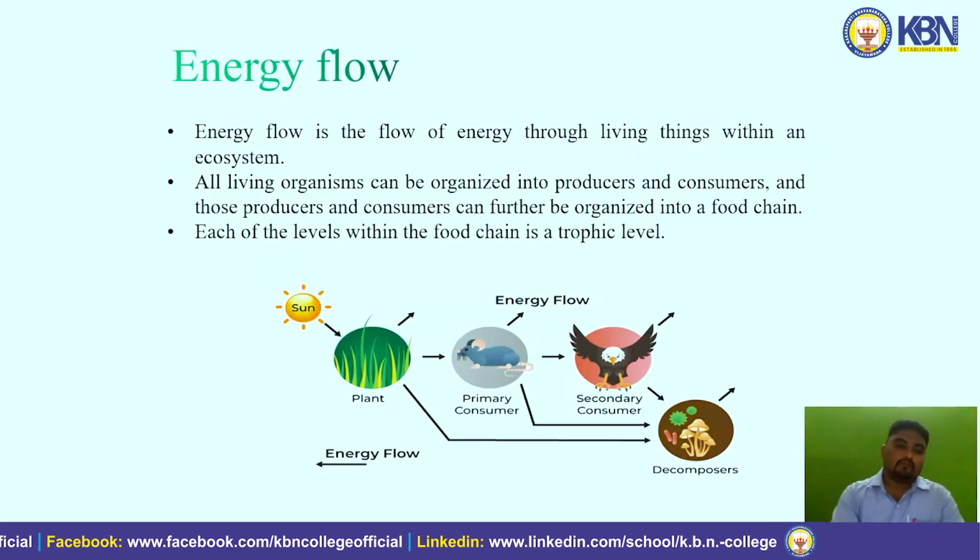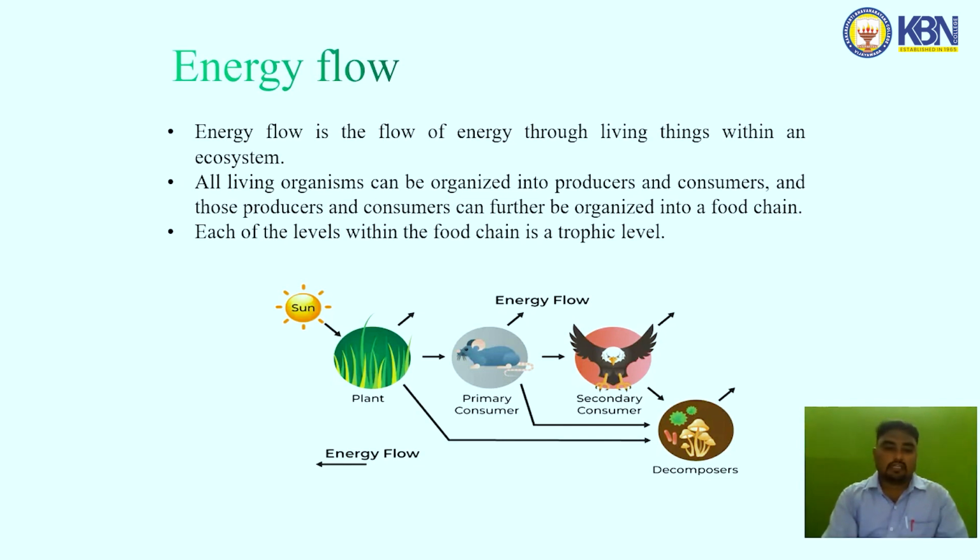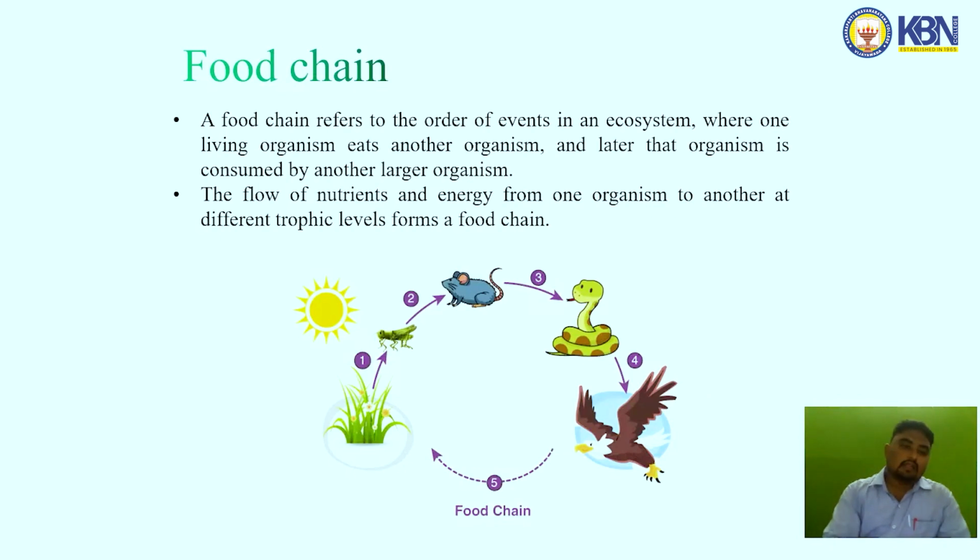The energy flow. The energy flow is the flow of energy through living things within the ecosystem. All living organisms can be organized into producers and consumers, and those producers and consumers can further be organized into a food chain. Each of the levels within the food chain is the trophic level. The diagram shows the energy flow, like the sun to the decomposers and the sun to the primary consumers, secondary consumers, etc.